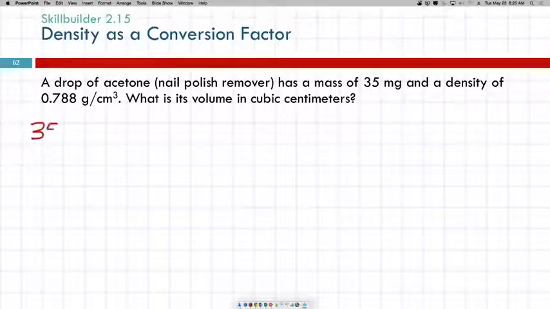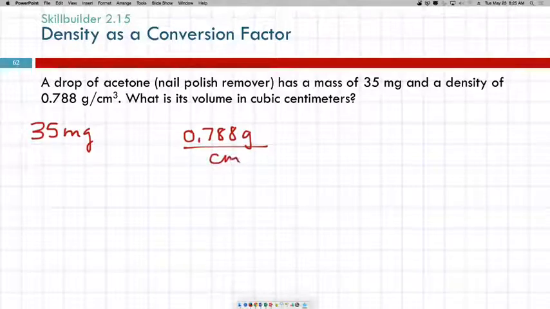Always a good strategy. 35 milligrams and 0.788 grams. Write this as a vertical fraction instead of just a slash. And those are the numbers. So we've got 35 milligrams and we've got 0.788 grams per cubic centimeter.